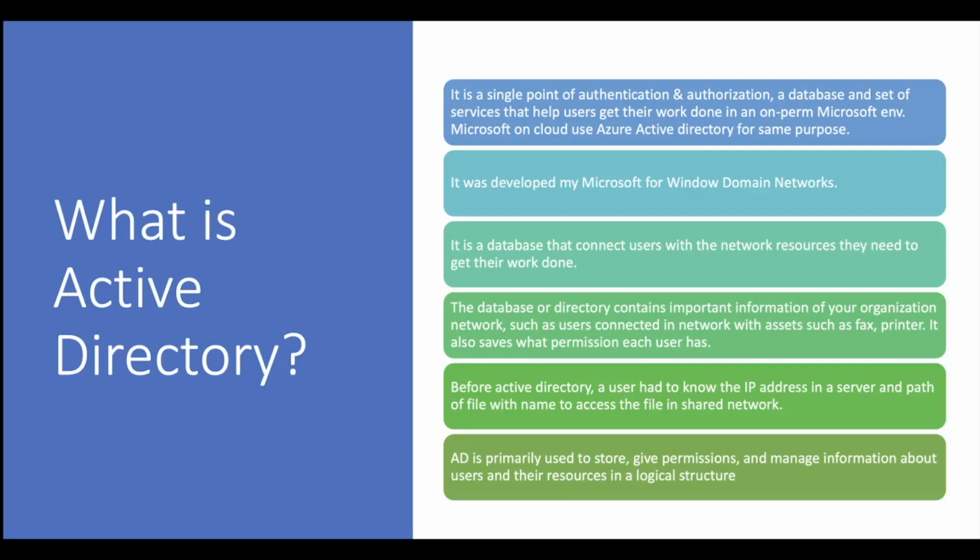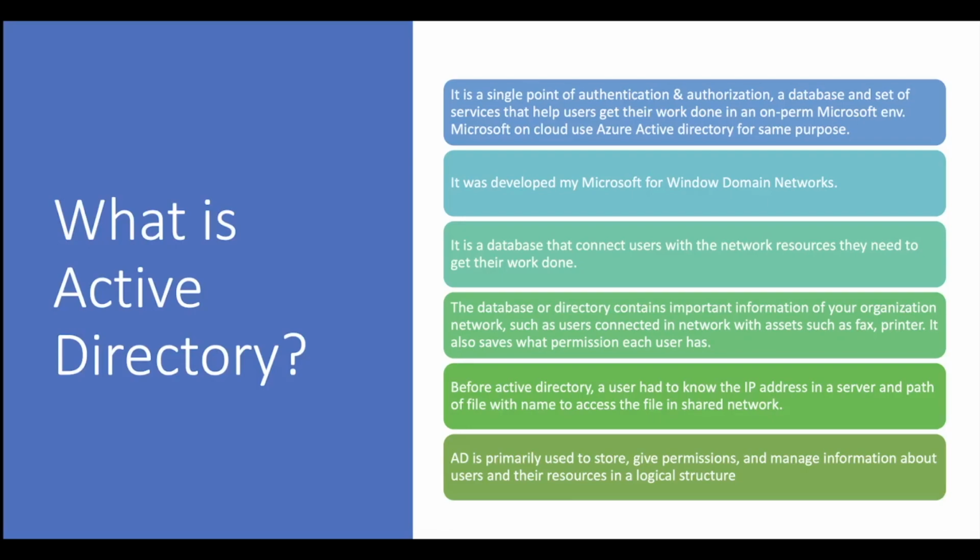Some of the users might have more permission, like they can get their printout done from any printer they want, or they can have permission to only one specific printer. It's not only restricted to printers. It could be anything. It could be a fax machine. It could be some other things. And that directory contains the list of the users that are connected to that network.